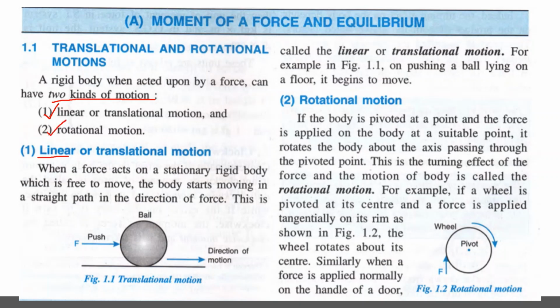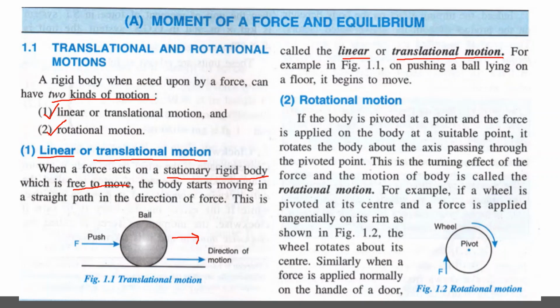The first one, linear motion, is also known as translational motion. First case: as we apply a force on a stationary rigid body and the body is free to move, what will happen? It will move in a straight path in the direction of force. As it moves in a straight path, it is known as linear motion or translational motion.